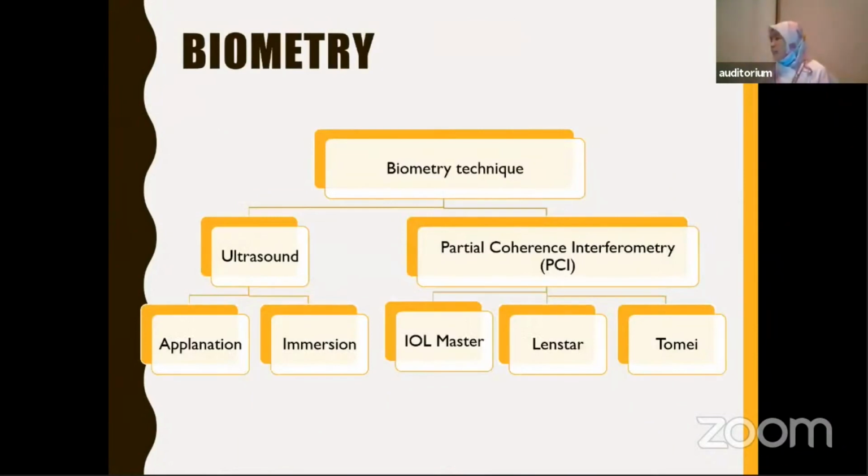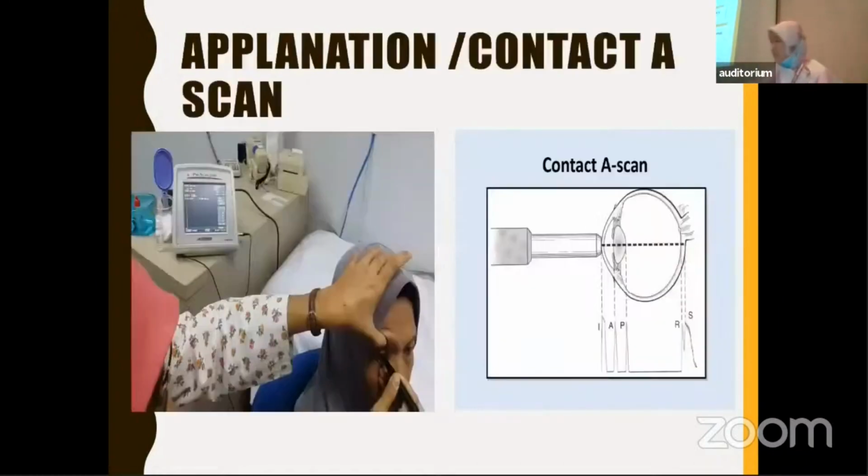Again, with this slide, I want to show you the ultrasound techniques one by one: applanation and immersion. In applanation, a probe is placed on the patient's cornea. The probe is attached to a device that delivers adjustable sound waves. The measurements are displayed as spikes on the screen monitor. The appearance of the spikes and the distance between them can be correlated to structures within the eyes and the distance between them.